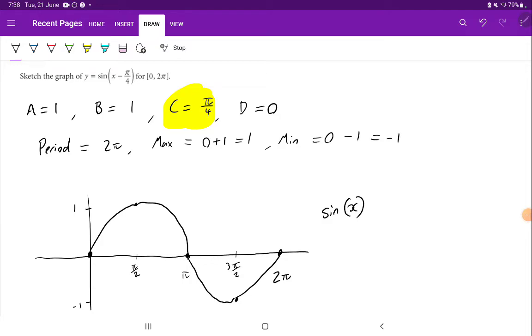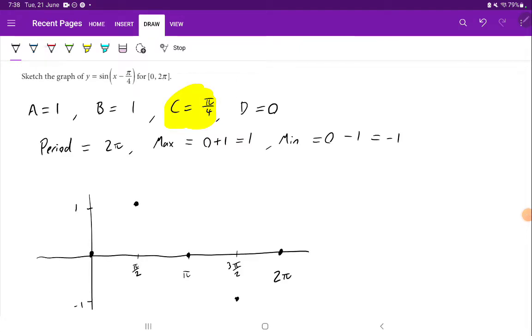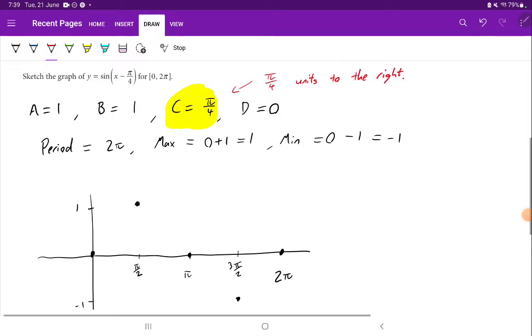So how do we do the phase shift now? Well, what we need to do is move all of these key points, these 1, 2, 3, 4, 5 key points, and move them based on the fact that the phase shift is pi on 4. So how do we do that? Well, that is going to mean that it is going to move pi on 4 units to the right. Alrighty, that's how we can read that. So it's pi on 4 units to the right. So that means this point here is going to move pi on 4 units to the right.